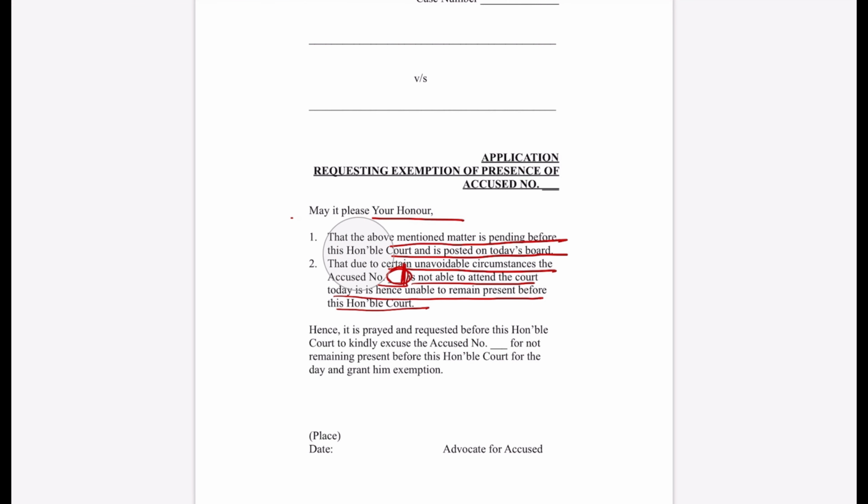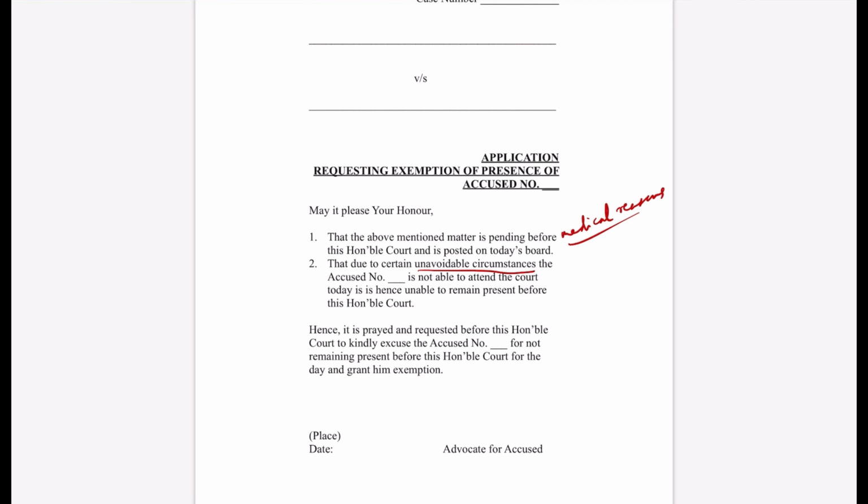One thing you can keep in mind is that here I have written due to certain unavoidable circumstances. Give medical reasons only when you know that your client will be able to support this with a proper medical certificate. Otherwise, the court will hold you liable in most cases: you told us there is a medical reason, so show us the certificate. If it is not available with you, then how are you writing medical reasons? So whatever reason you put in here, be very careful about it.